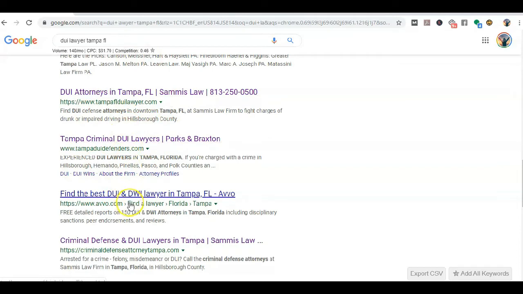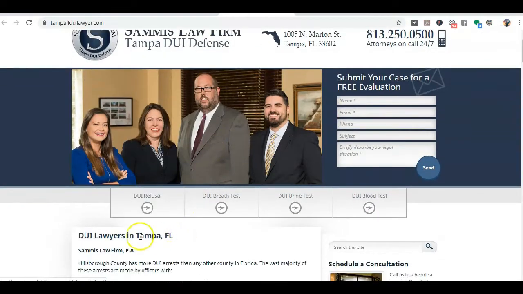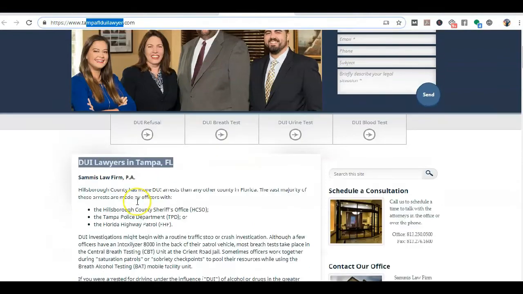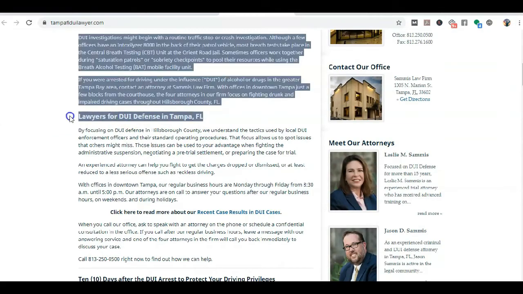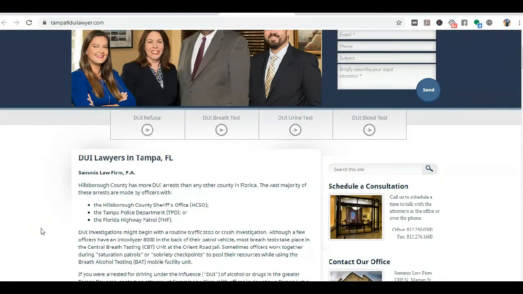So that's the second one. The third factor is the H1 tags. So let me open up an example. An H1 tag is something like this one, right? This is the bold header. So this guy is all about DUI in Tampa. He's got DUI in the root domain. He's got DUI here in his title tag. And then he's got it in his headers, the H1 tag. This is a variation of that H2 tag. So he's able to rank for Tampa, Florida, DUI lawyer and variations because he's got DUI lawyer in Tampa all over the website, right?